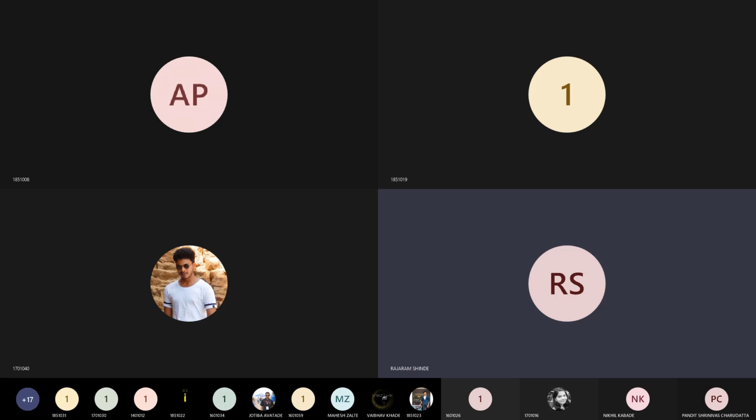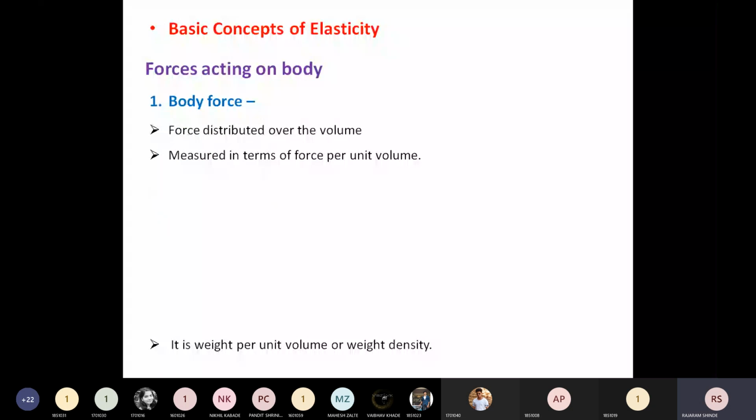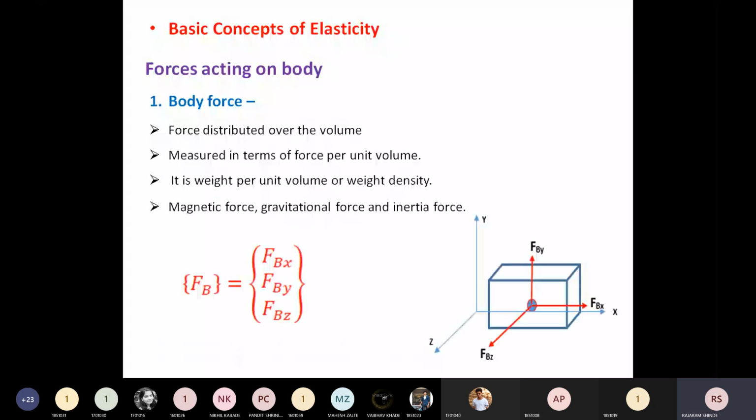The structural analysis. Initially, we have taken the basic concepts of elasticity. It will start from the forces acting on the body. There are three types of forces. Body force. It has three components: FBX, FBY, and FBZ. And we are considering magnetic force, gravitational force, and inertia force as a body force.